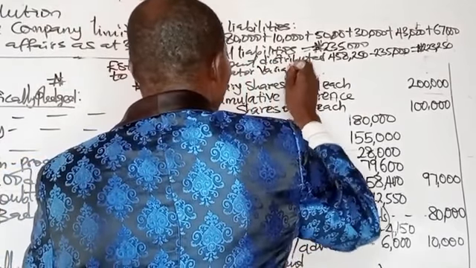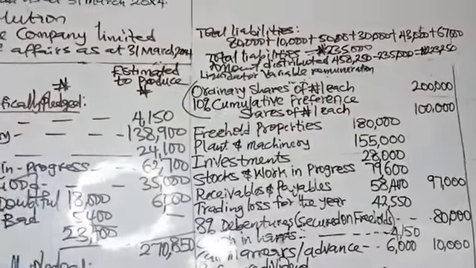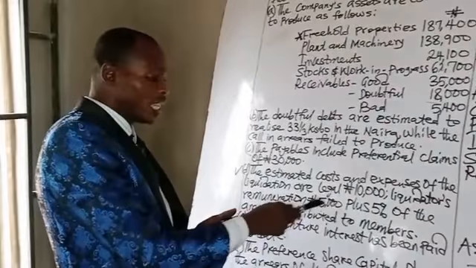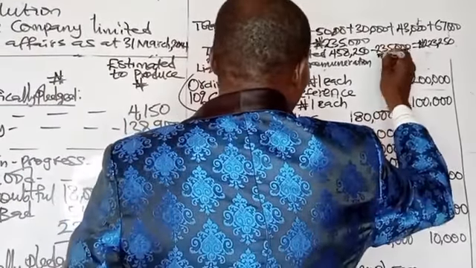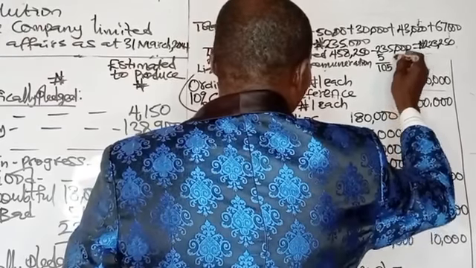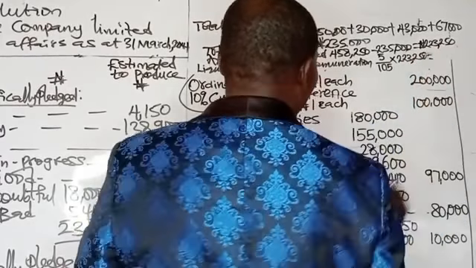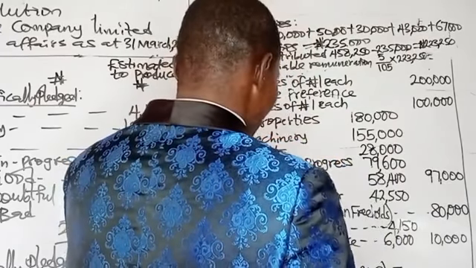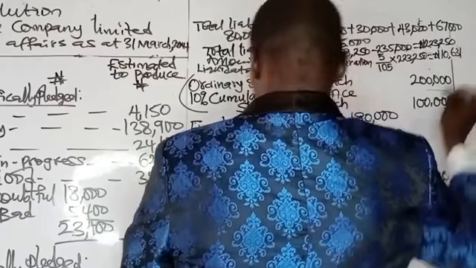So the variable liquidator remuneration. Remember, you have been given the liquidator remuneration: the fixed remuneration is 5,000, while the variable remuneration is 5% of the amount distributed to members. Since it is 5% of the amount distributed, we are going to add that 5% to 100%. The denominator becomes 105, times 223,250, times 5 divided by 105. So you have 10,631. So the variable remuneration is 10,631.